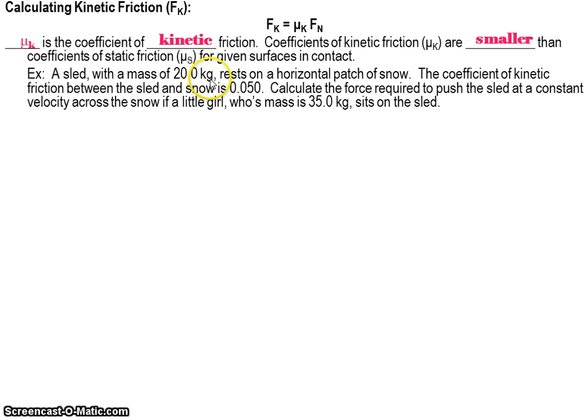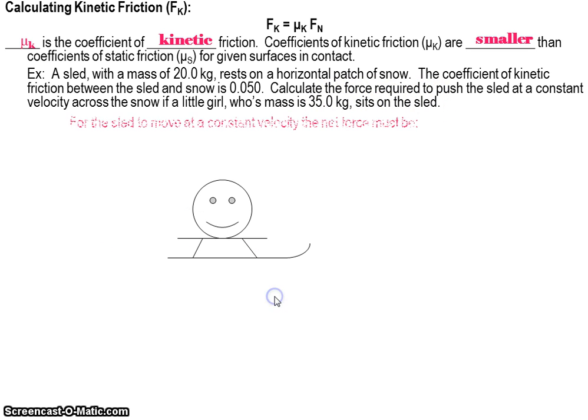We have another problem. We're going to look at kinetic friction. It's very similar. It's found the same way as static friction. We have just a different coefficient. So this value is different, and it's smaller than the coefficient of static friction for two surfaces. So let's look at this problem. Very similar. We still have a sled. We have a girl now sitting on the sled, and she's moving with a constant velocity. We want to know what force is required to keep her moving at a constant velocity.